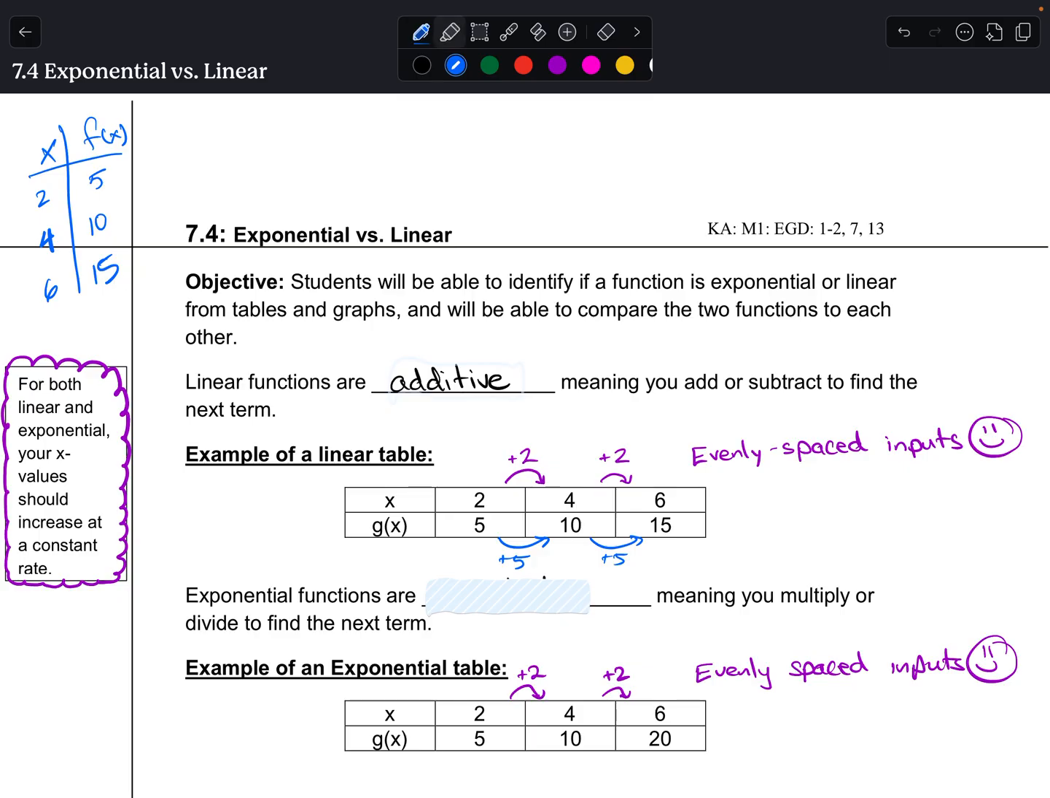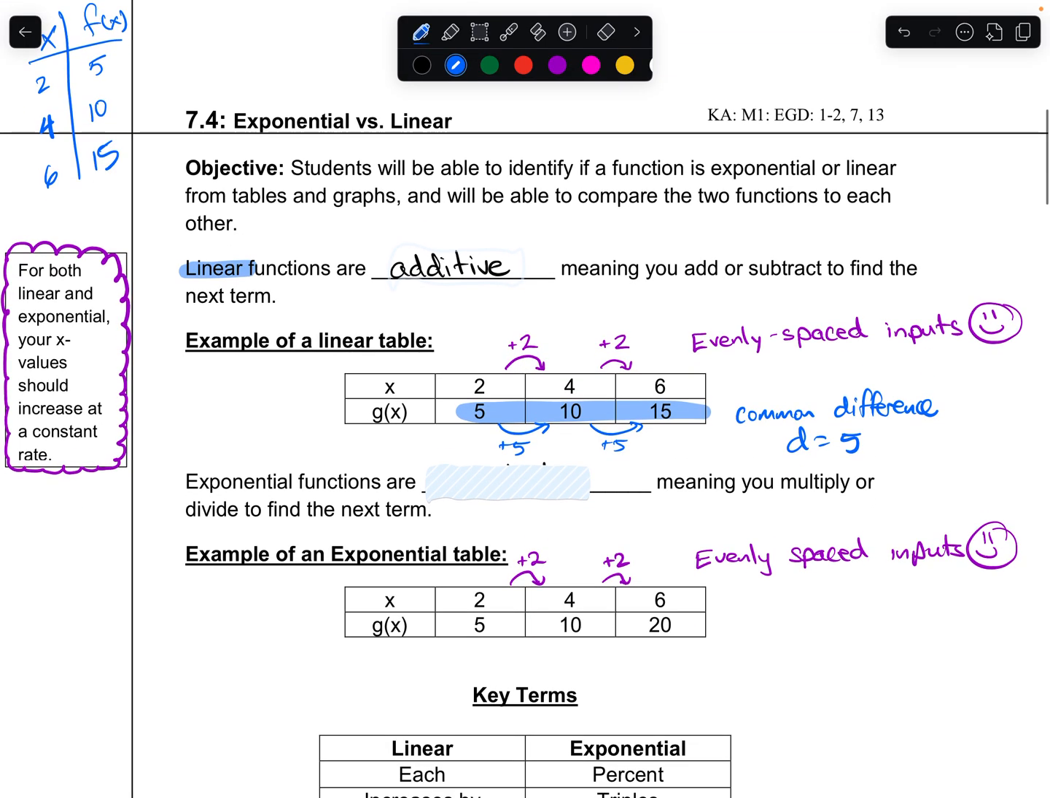Another way to phrase this is that as long as you have evenly spaced inputs, this table, the outputs are going to form what we call an arithmetic sequence if it's linear, right? In other words, our outputs have a common difference, if the function's linear and our inputs are evenly spaced. All right.